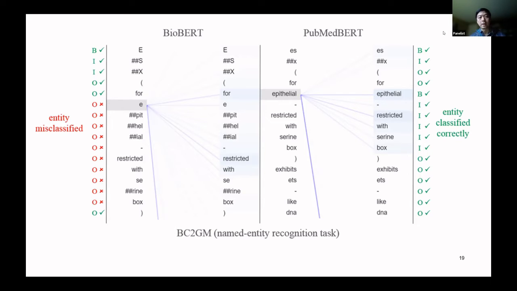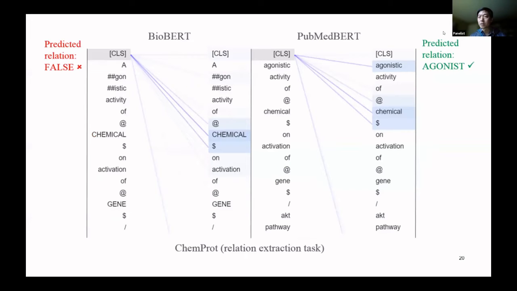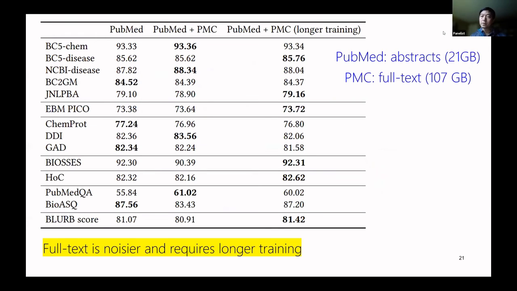As you can see, BioBERT will shatter some common biomedical terms like epiphilia and serine into subwords, and fail to actually recognize the gene mentioned here within the parentheses. Here's another example in relation classification. Once again, BioBERT shatters the biomedical term agonistic and fails to classify this relation. So not only mixing in out-of-domain data, using more out-of-domain data may not necessarily help.